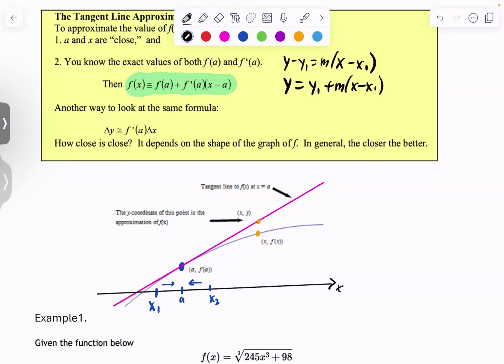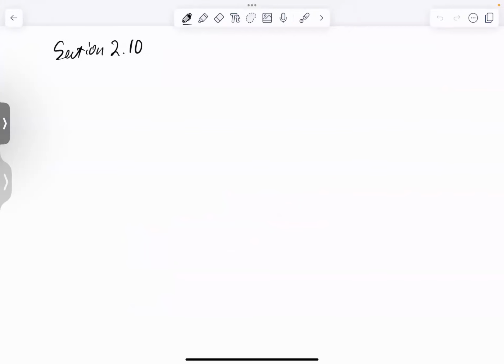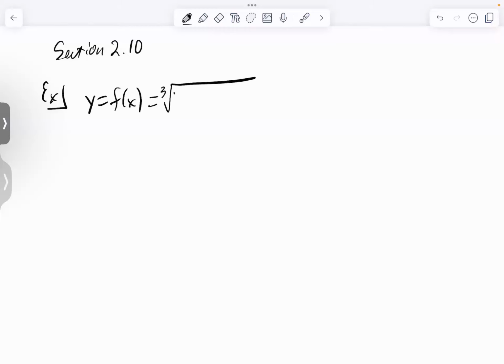All right, so let's jump to an example. I'm going to use a separate sheet for this one. We're going to start with f of x, which is the cube root of 245x to the third plus 98. I would like to point out that this is the same thing as saying 245x to the third plus 98, to the 1/3 power, using our exponent rules.